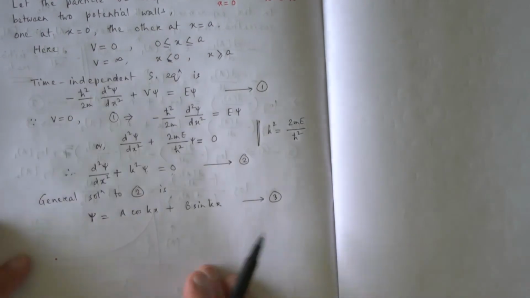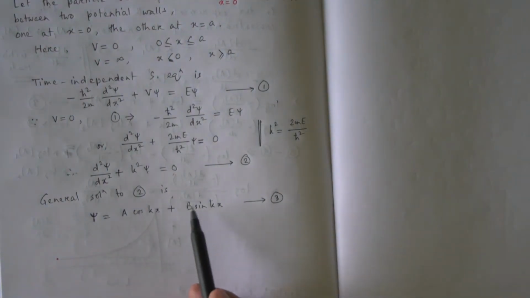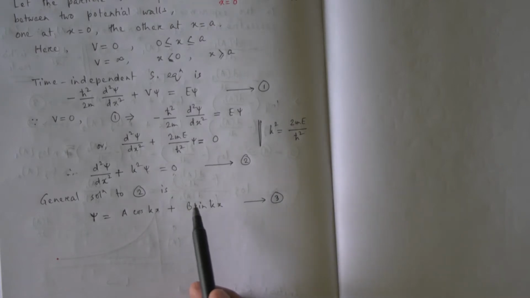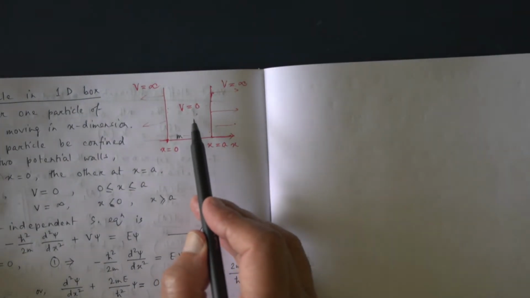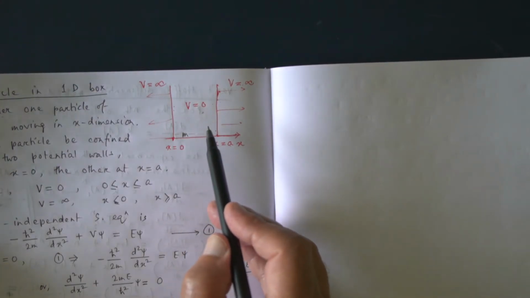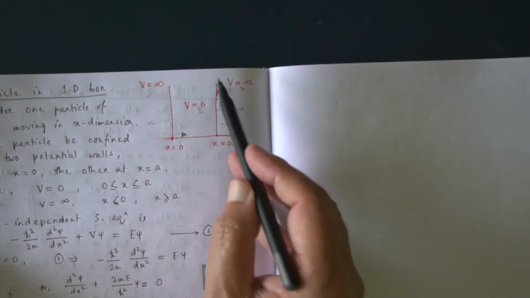Sine function, cos function, both are single valued, continuous, finite, no problem. But here a condition is that psi must be well behaved with respect to our system. That means psi must be single valued, psi must be continuous, psi must be finite with respect to this system.